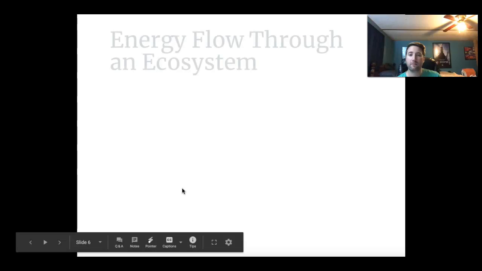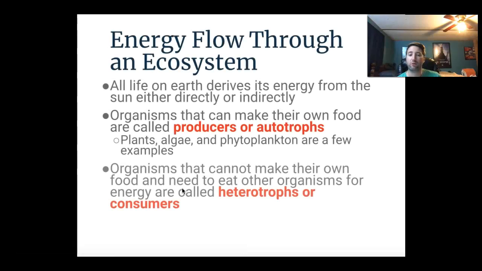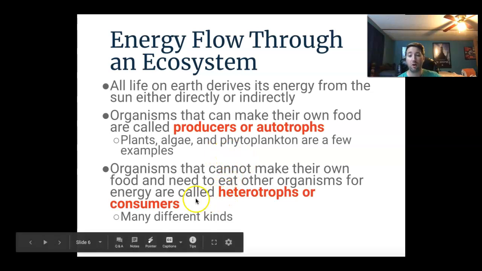Alright, so let's talk about energy flow through an ecosystem. The first thing that we're going to talk about are producers, or these autotrophs. Sometimes you may see producers listed as primary producers. Primary producers are things that can produce or make their own food. So we've got plants, algae, phytoplankton. Those are all things that can take in energy from the sun, undergo photosynthesis, and create their own food. Organisms that don't make their own food and have to eat other organisms are called heterotrophs, or consumers.